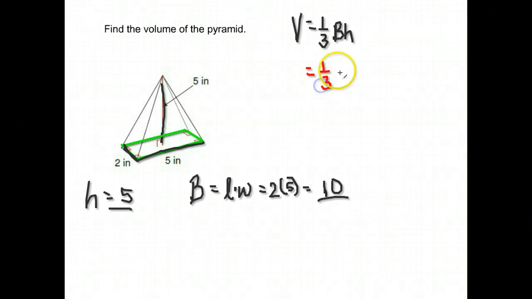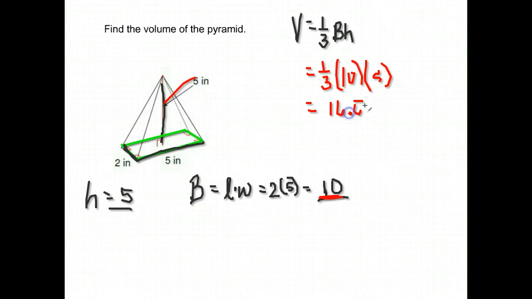I have 1/3 times the area of my base, which I found again was 10, times the height, which from the figure we can see is 5. Go ahead and do 10 times 5, which is 50, divided by 3. And I get about 16.7.